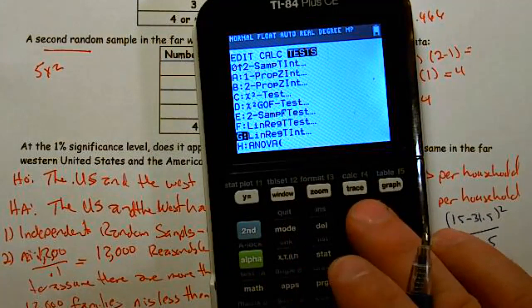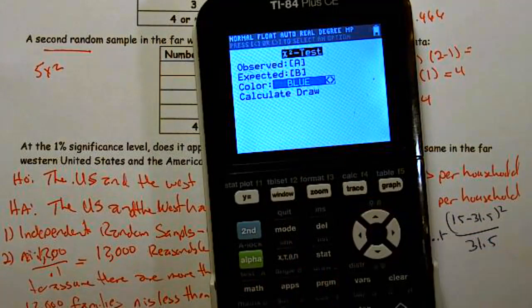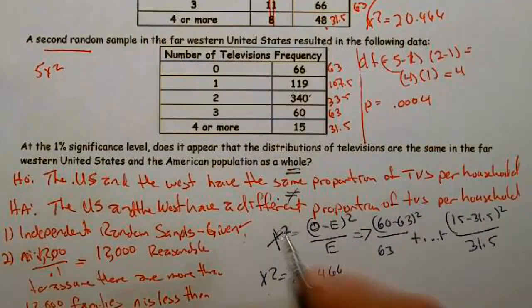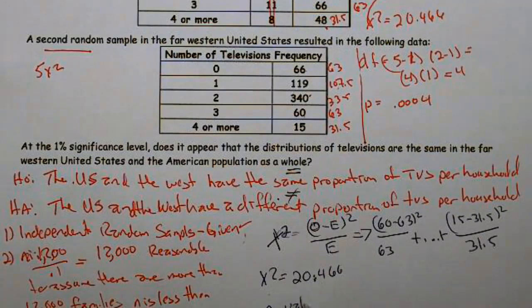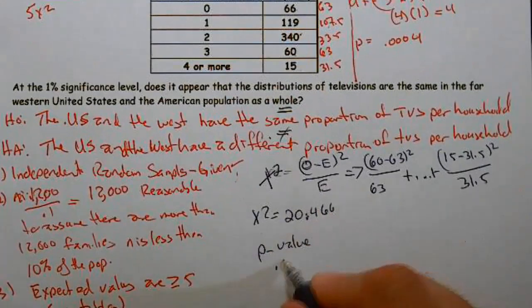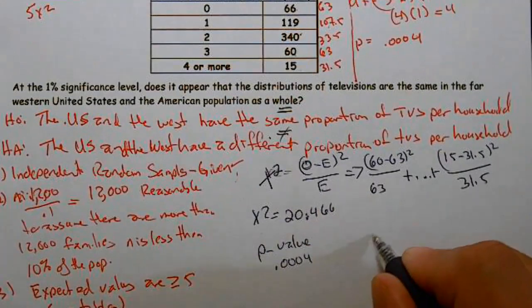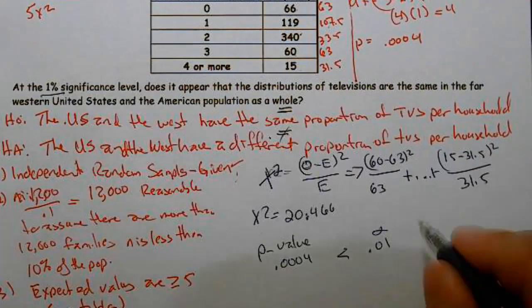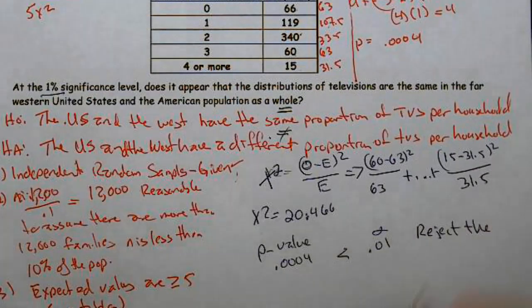If you forgot where that came from, let's run that real quickly. Stat, test, chi-squared test. There's our 20.466, and our p-value is 0.0004. And alpha is 0.01, because that's what they said to use. This is less than alpha, so we reject the null.